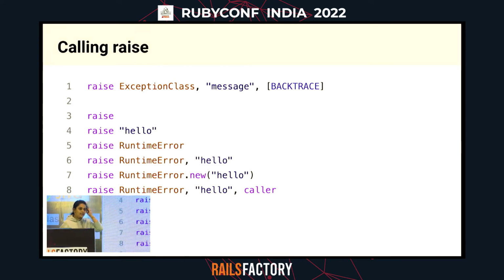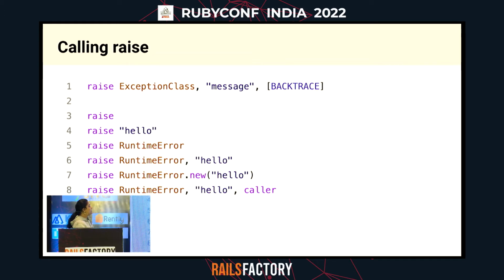Now let's see how to raise an exception using the raise method. The full method signature looks like this. Starting with the raise keyword, followed by the exception class, then the message in a string format, and the backtrace information in an array format. Raise can be called in a number of ways, as shown here.